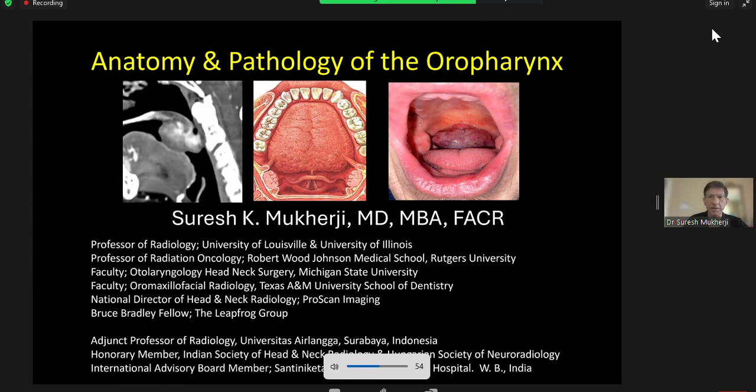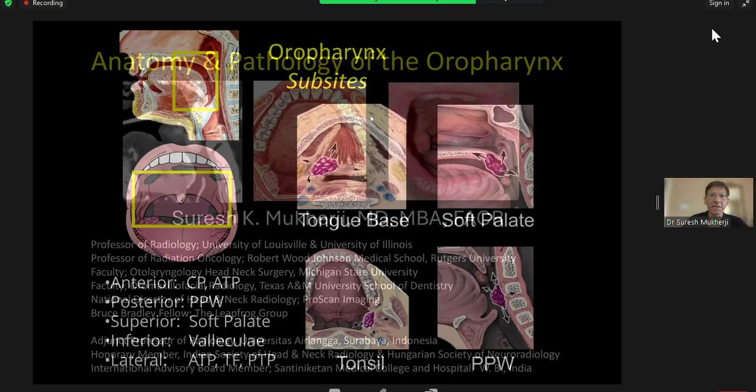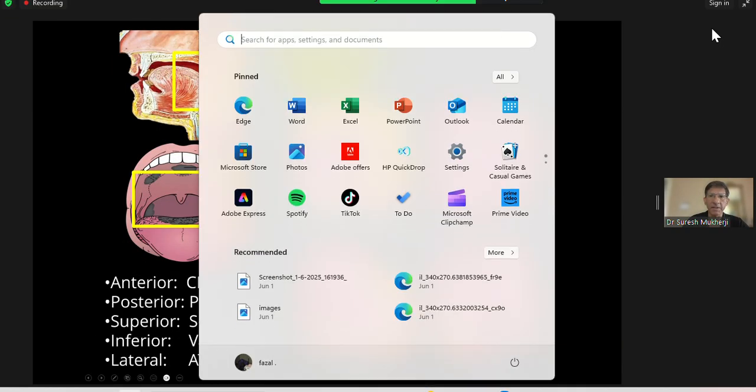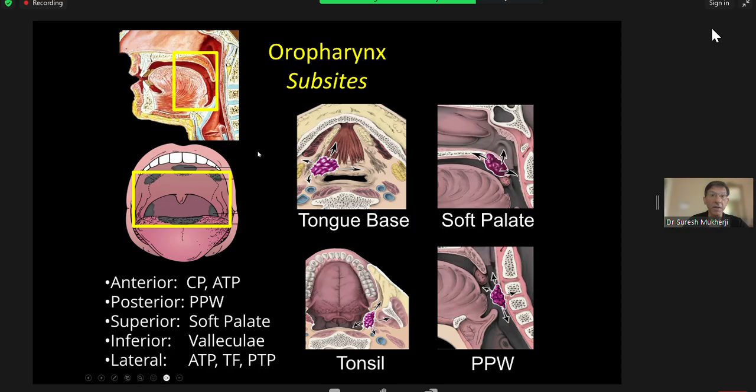And again, it's part of this whole series where I want to try to demystify some of the head and neck. So what we're going to do is first start with the various subsites of the oropharynx. When you look at the oropharynx, just think of it as a rectangle.